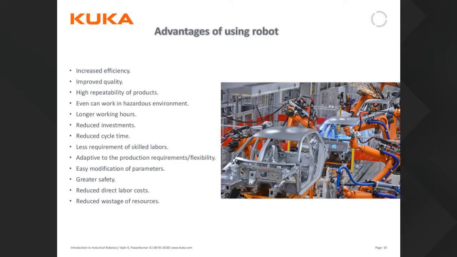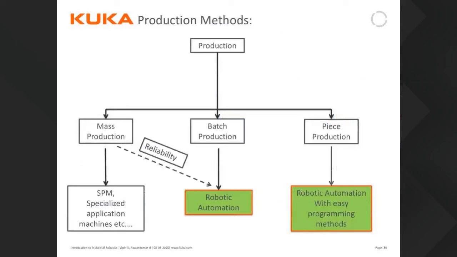Okay, so greater safety. In terms of safety, it is good. And reduced direct labor cost. Okay, reduced wastage of resources. So these are the advantages why we are going for robots in industries. Not only automotive, all the industries. Those applications we will come to in the coming slides.